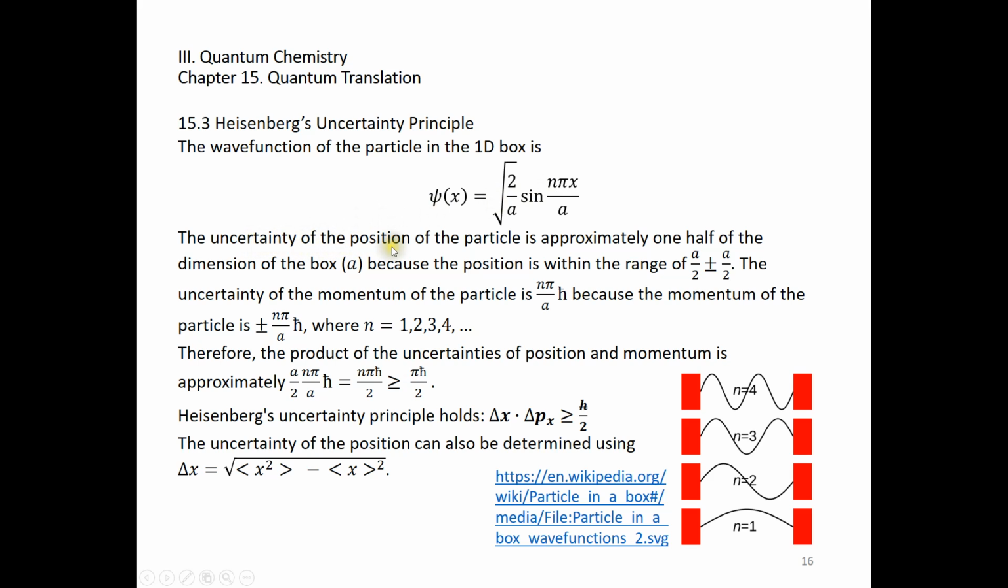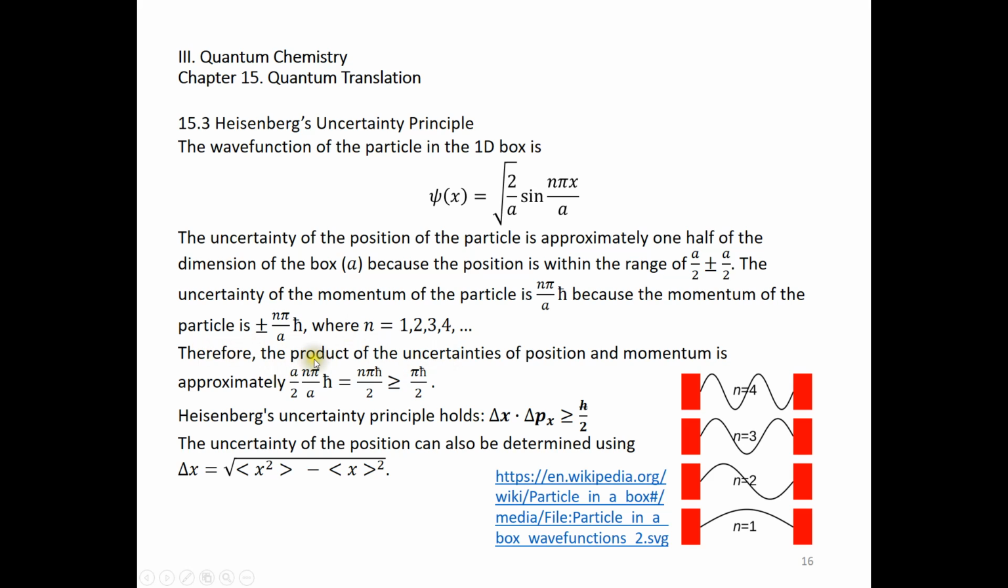The uncertainty of the position of the particle is approximately 1/2 of the dimension of the box, just because the position is within a range of 1/2 of a plus minus 1/2 of a. So really, this is a range from 0 to a. The uncertainty of the momentum of the particle is n pi over a times h bar, because the momentum of the particle is plus minus n pi over a times h bar. N is the quantum number 1, 2, 3, 4, etc.